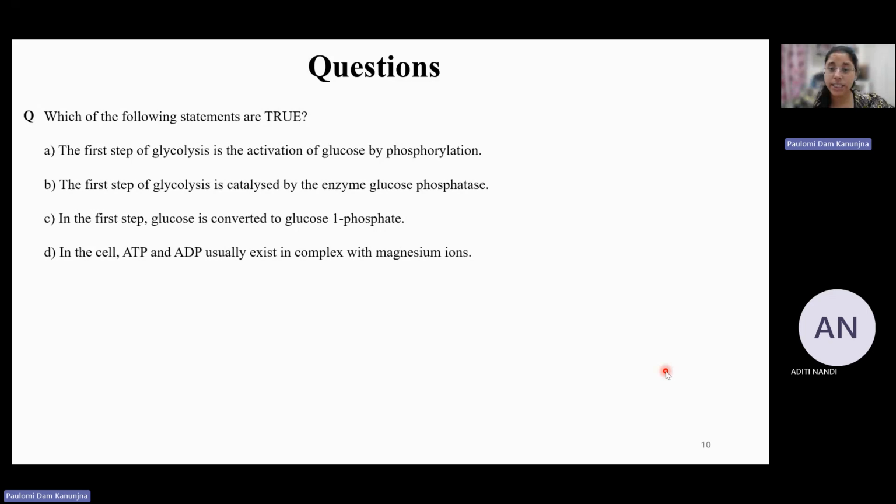So we just discussed it. So this is again very simple. But questions like this are what will make you more thorough with these kinds of pathways.